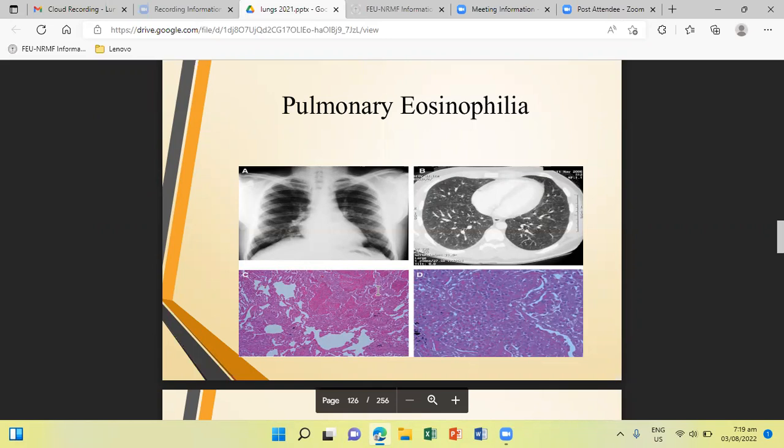So again, pulmonary eosinophilia is expected. You have to perform a bronchoalveolar lavage count, which will give you an idea that the eosinophils are expected to be more than 25%, and this will be reported by the medical technologist or the pathologist who examines the fluid.